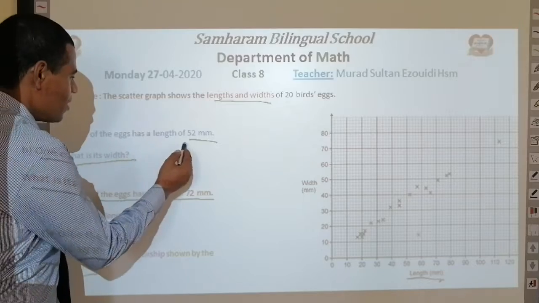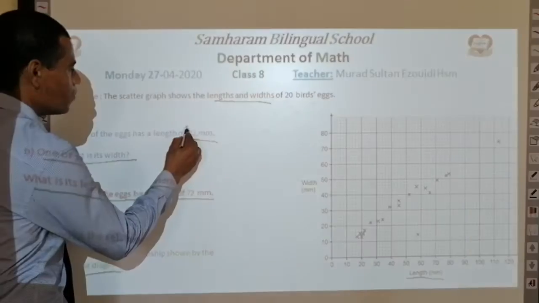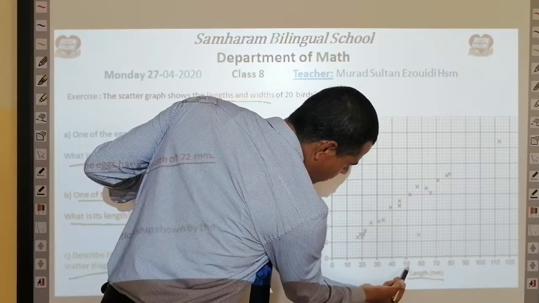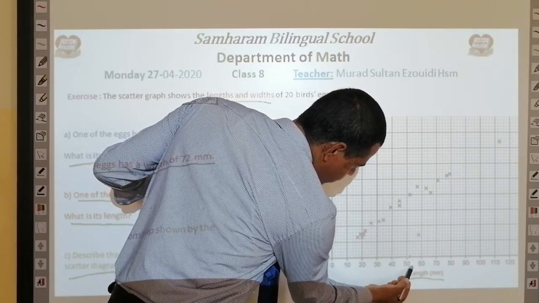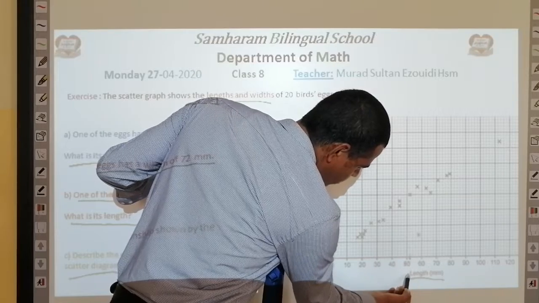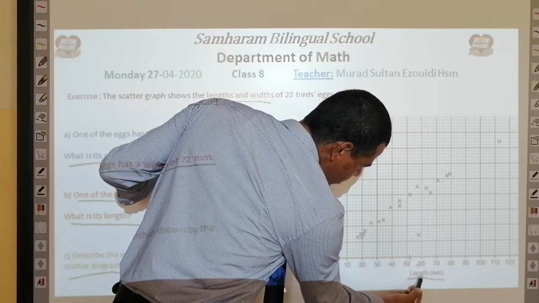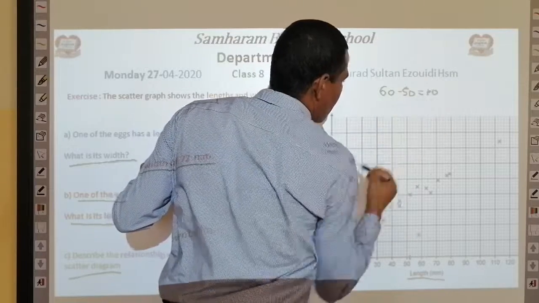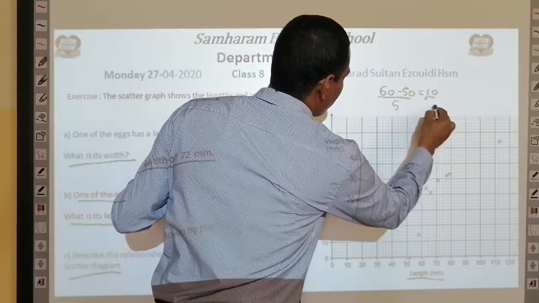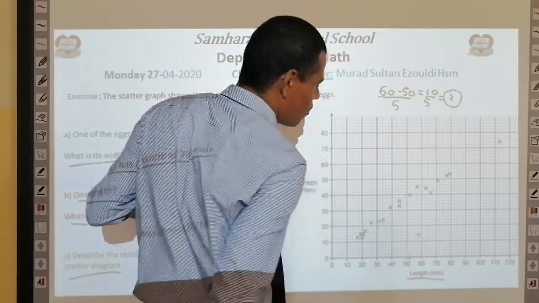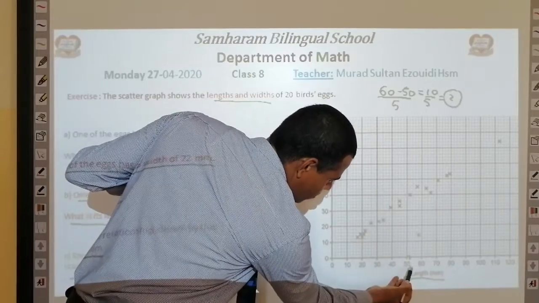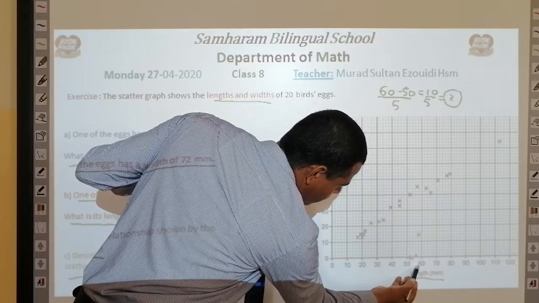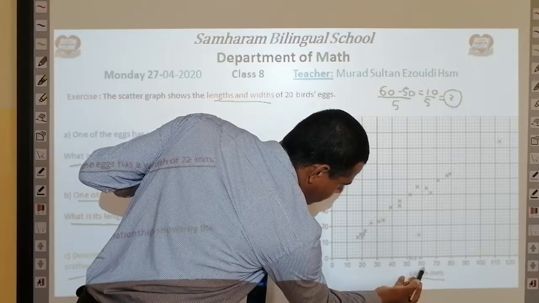One of the eggs has a length of 52. This is the length. This is 50 and this is 52, because the difference between 60 and 50 is 10. I will divide this by 5, so each square represents 2 millimeters. This is 52, this is 54, this is 56, this is 58, and this is 60.